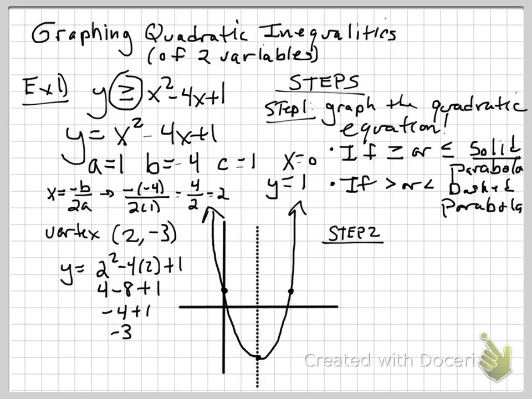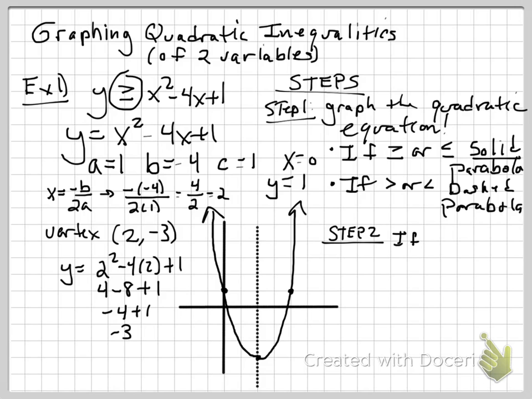Step 2, I have to figure out where the other solutions are. This is an inequality, meaning not only do I have any point on my parabola as a solution, but there's going to be either the region inside the parabola where the other solutions are, or outside. So this is kind of the rule of thumb I use.